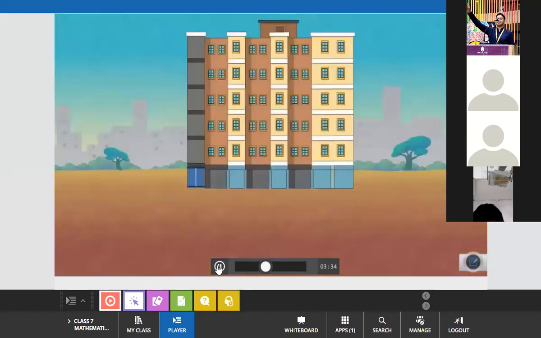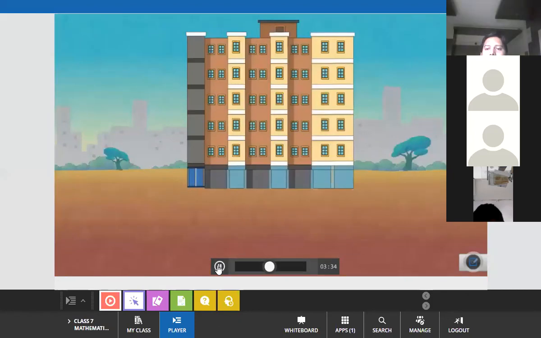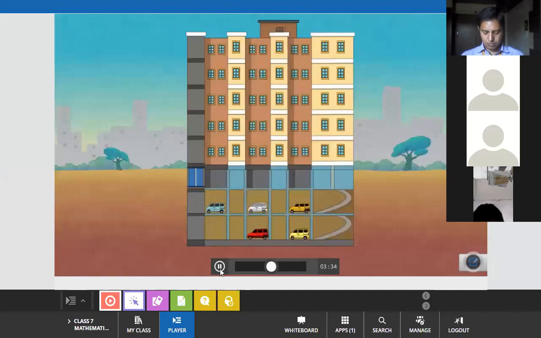Now, let's look at another example. The building shown here has several stories. Most of these are above the ground level, while a few are below the ground level. An elevator within the building will display positive as well as negative numbers to indicate its position within the building. When the elevator is at ground level, it will display 0.